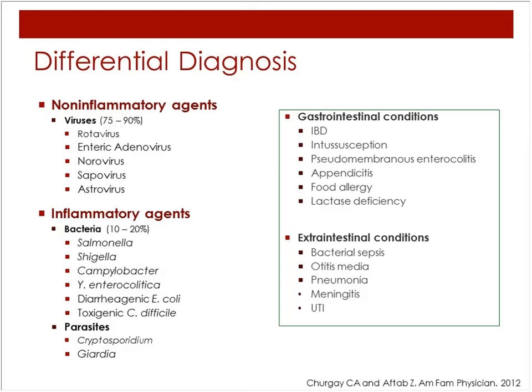When looking to diagnose acute gastroenteritis, you have to include a non-infectious process in the differential diagnosis as well. So these include GI conditions such as irritable bowel syndrome, pseudomembranous enterocolitis, and appendicitis. There are other extraintestinal infectious conditions that may also result in similar GI symptoms, such as bacterial sepsis, otitis media, meningitis, and UTIs.